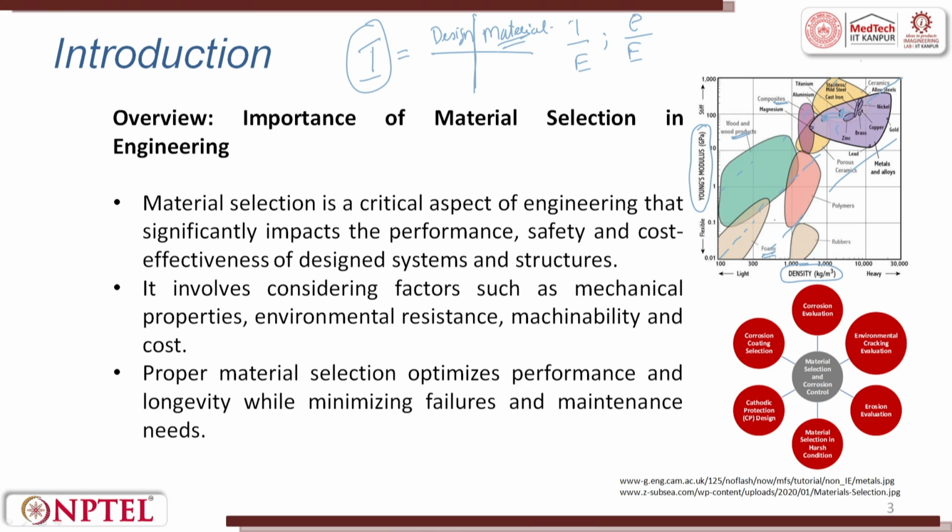So, now all you have to do is make slopes. From this slope, whatever materials fall along this slope, you will choose those materials to meet your requirements. Now, you see, selection of material is very, very important. So, importance of material selection in engineering. Material selection is a critical aspect of engineering that significantly impacts the performance, safety, and cost effectiveness of the design, system and structure. It involves considering factors such as mechanical properties, environmental resistance, machinability and cost.